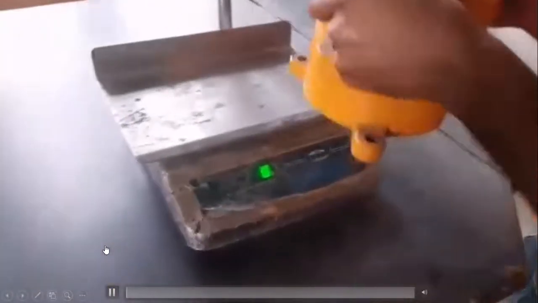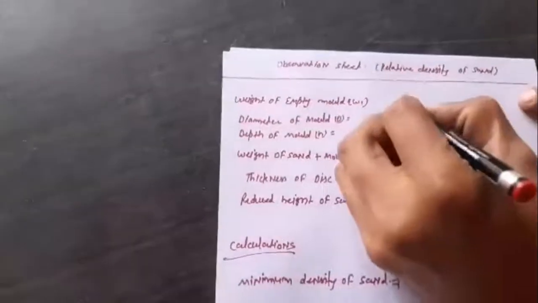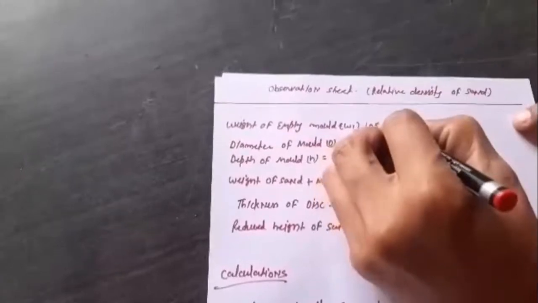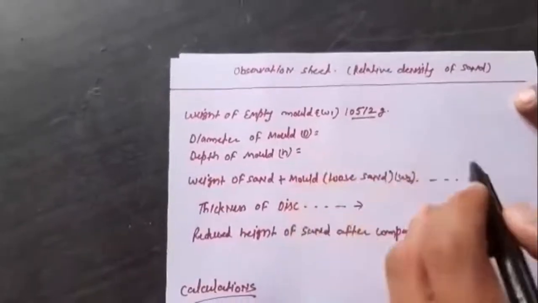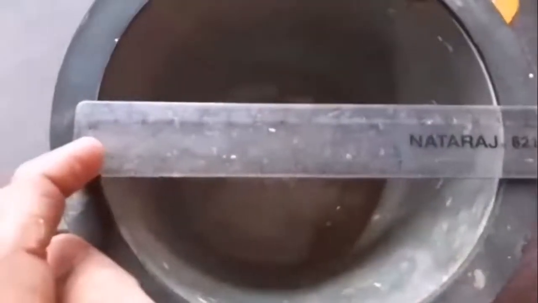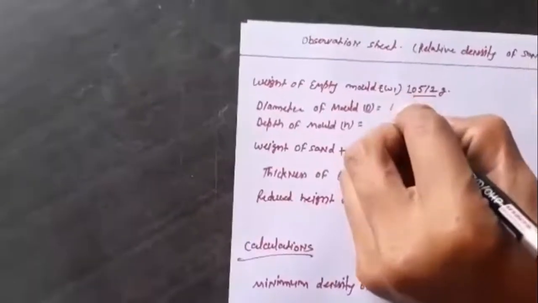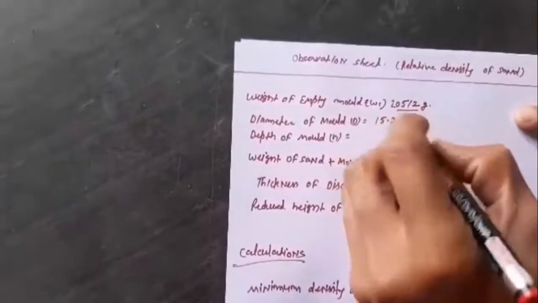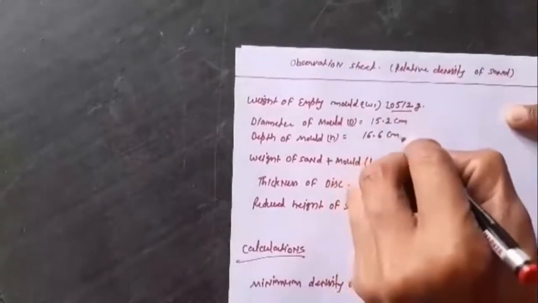So first of all, you have to weigh the empty cylinder and note it into your observation sheet, which is 10,512 gram, which we record as W1, empty weight of mould or cylinder, you can say. Now measure the diameter and the depth. You have to use a vernier scale, but for simplification here I am using the normal scale. You have to measure the depth and the diameter of the mould and write it down into the observation sheet, which is diameter comes out to be 15.2 centimeter and depth is 16.6 centimeter.